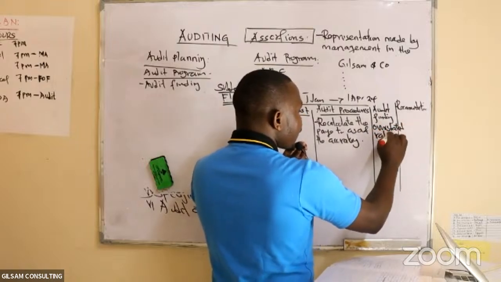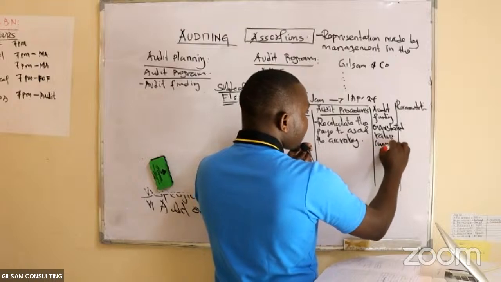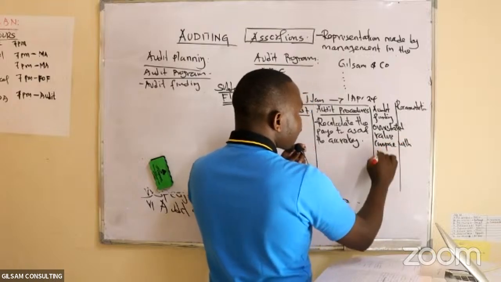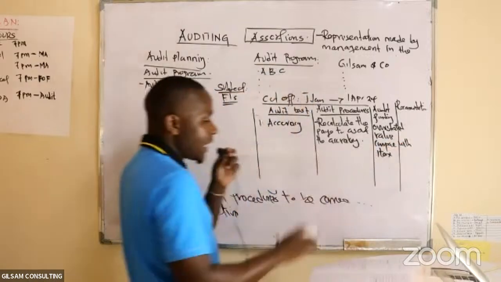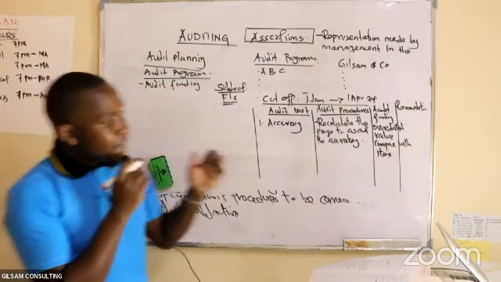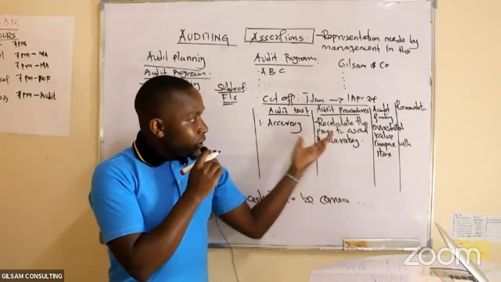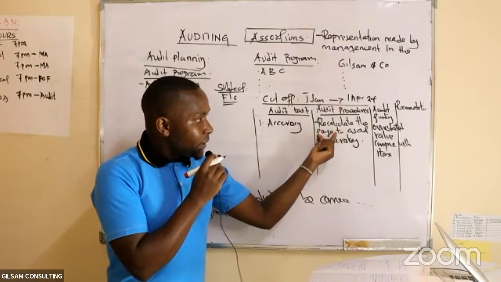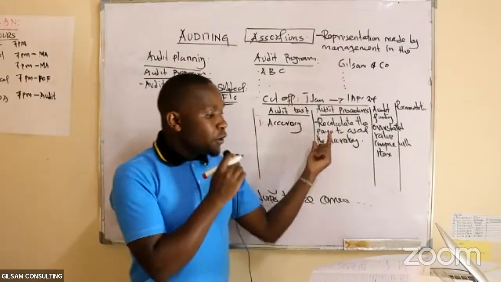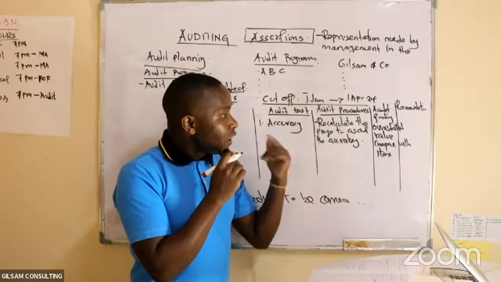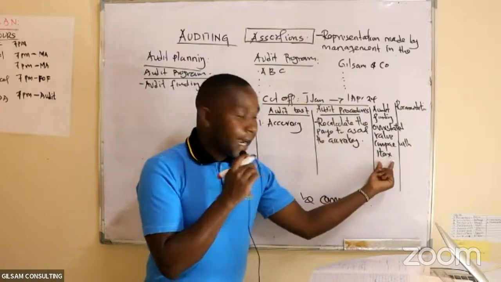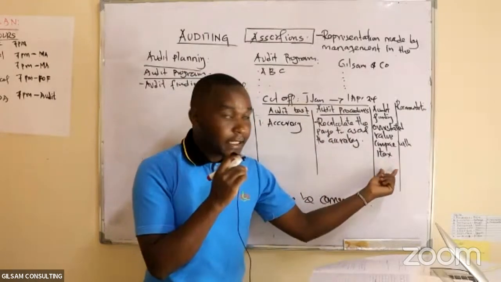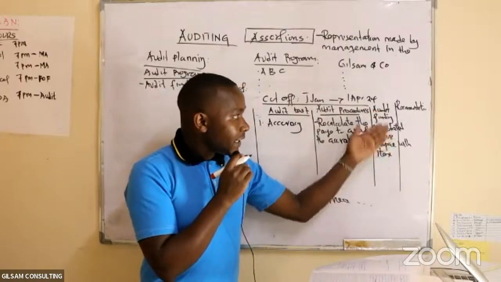value compared with ITAX, overstated value compared with ITAX. That is your example of a finding: you do a recalculation of the pay, but you find that the value in the payroll is overstated compared with the value in the ITAX. So that is your audit finding and observation.